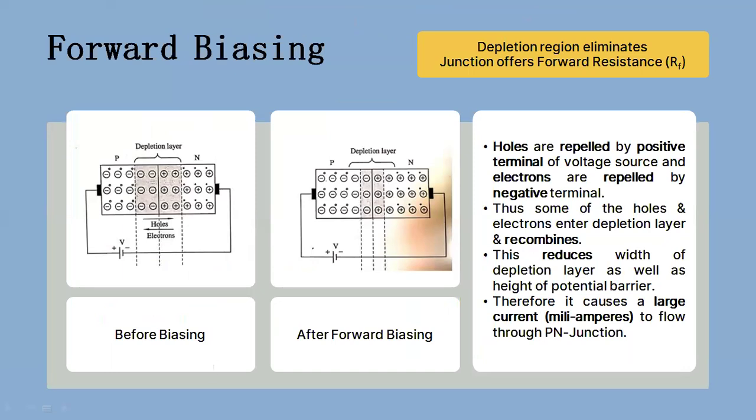Here you can see that I have shown two diagrams. The first one is before biasing, and the second one is after forward bias. Initially you can see that the positive terminal of the battery is connected to the P type and the negative terminal of the battery is connected to the N terminal of the diode. Now, as you know, in P type the majority carriers are holes, whereas in N type the majority carriers are electrons.